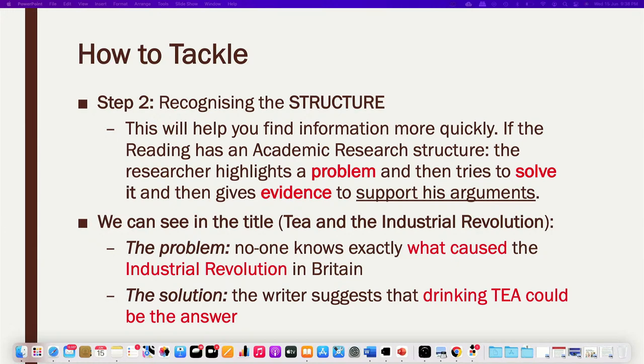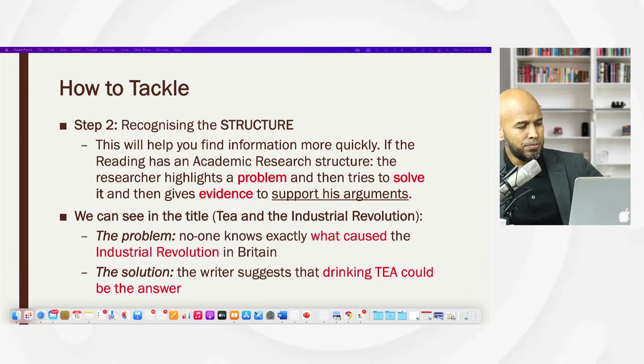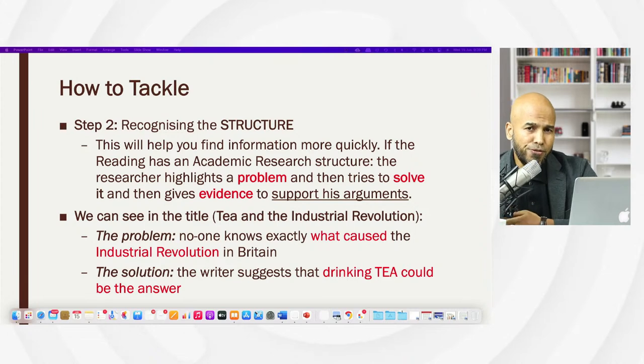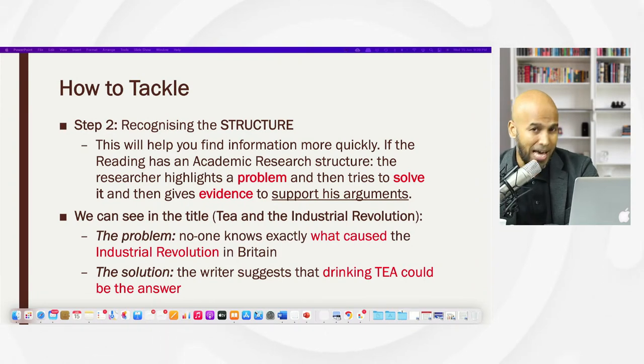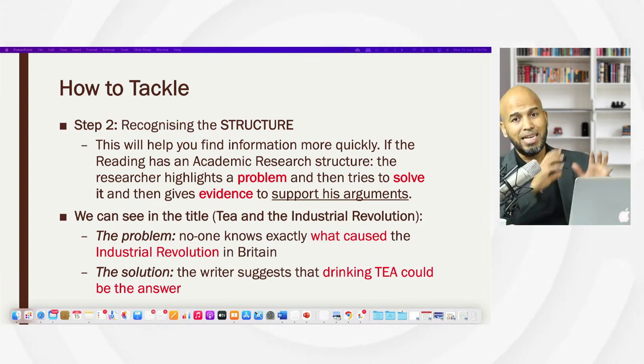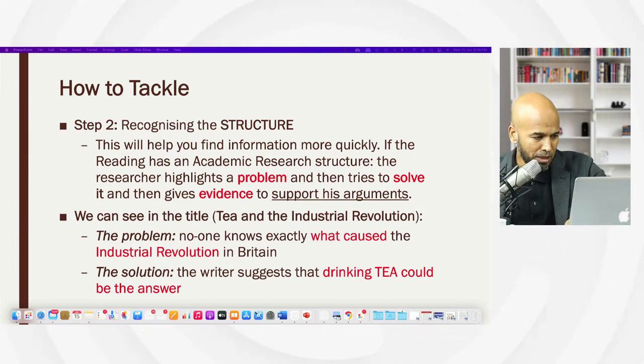So throughout the passage, from paragraph A to paragraph F, repeatedly you will find the writer tries to discover, tries to explore the reason why the Industrial Revolution, the big I and the big R, happened in Britain. So this is a kind of research oriented essay. So in the beginning, problems. At the end, maybe the answers. Or maybe in the middle.